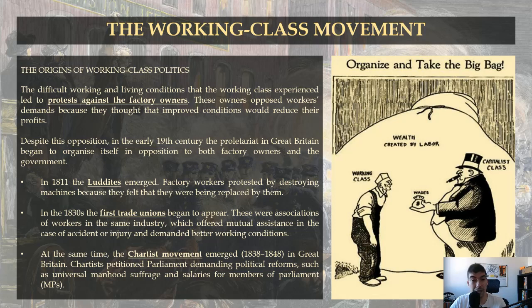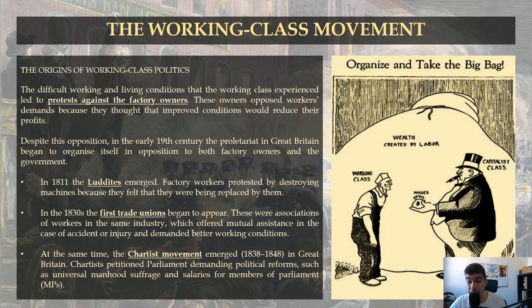In the 1830s, the first trade unions began to appear. A trade union is an association of workers in the same industry which offer mutual assistance in the case of accident or injury and demanded better working conditions. A trade union is un sindicato. And at the same time, the Chartist movement emerged between 1838 and 1848, which was a very important movement in the early Industrial Revolution in Great Britain. The Chartists petitioned the British Parliament, demanding political reforms such as universal manhood suffrage, remember the liberal revolutions, and salaries for members of the parliament, the MPs.